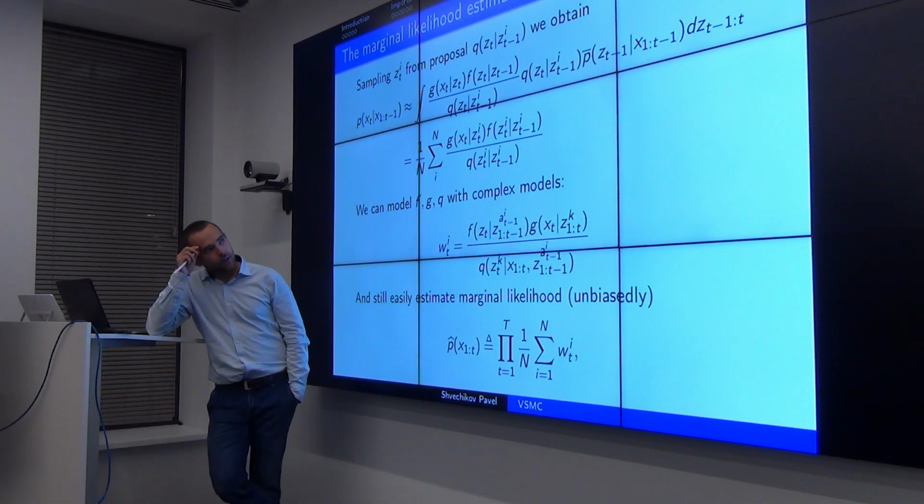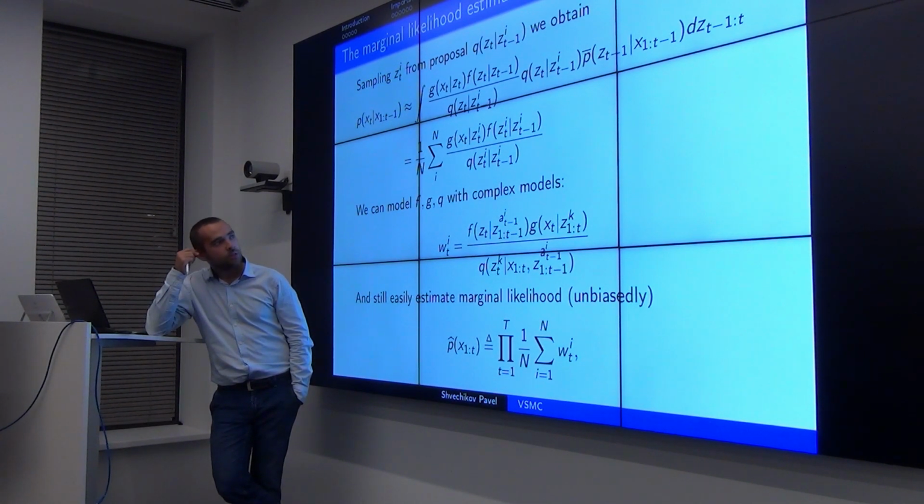Wait, but are you sure that the optimal Q is F? I don't think so. The optimal Q is the posterior distribution, the posterior over that subscript T. So this is probably proportional to the product of F times G. Yes, that's the case in typical importance sampling. Okay, so it may be better to sample from Q rather than to sample from F and perform the weighting. Yes, this is the reason.